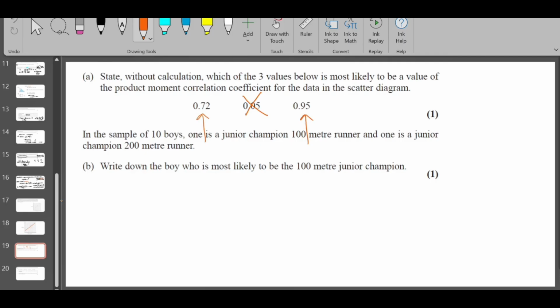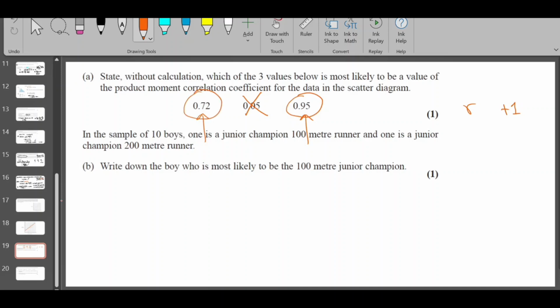But always remember, the closer the value of R to positive 1, the stronger the positive correlation would be. The same thing for negative also. The closer the value of R to -1, the stronger the negative correlation would be. So in this case, it can be 0.95 or 0.72.